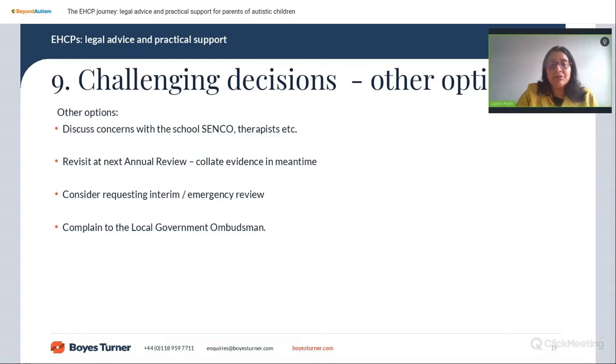Other options, if you can't appeal or you decide not to go ahead, is to discuss it with the SENCO and therapists and see what they can do to assist in the meantime. Also, gather evidence and think about revisiting it at the next annual review. Do consider requesting an interim or an emergency review if things don't improve. And depending on what the issues are, you may want to complain to the local authority and/or the local government ombudsman.